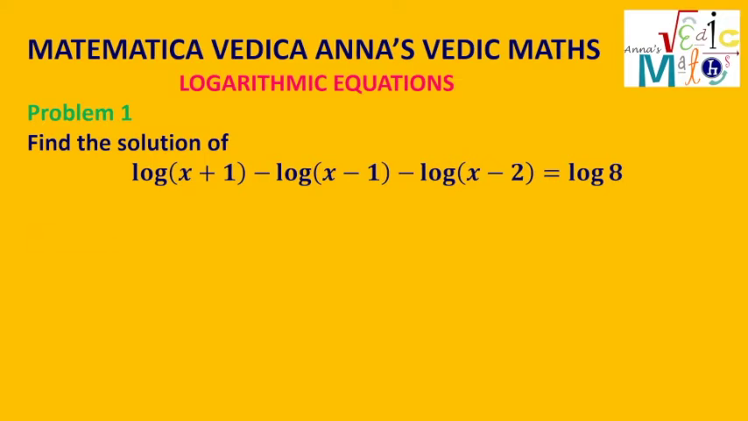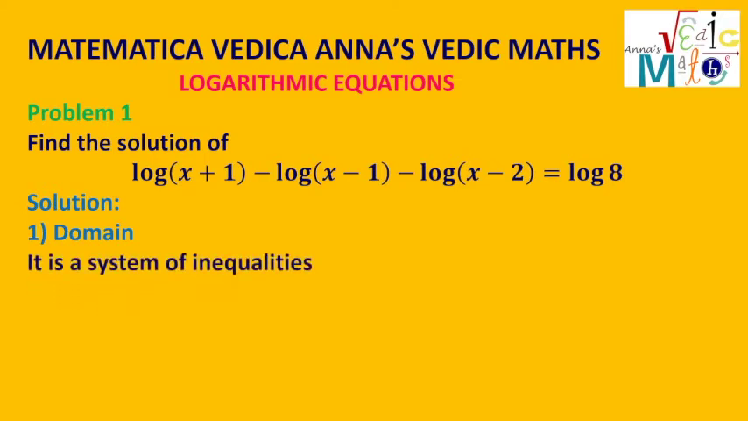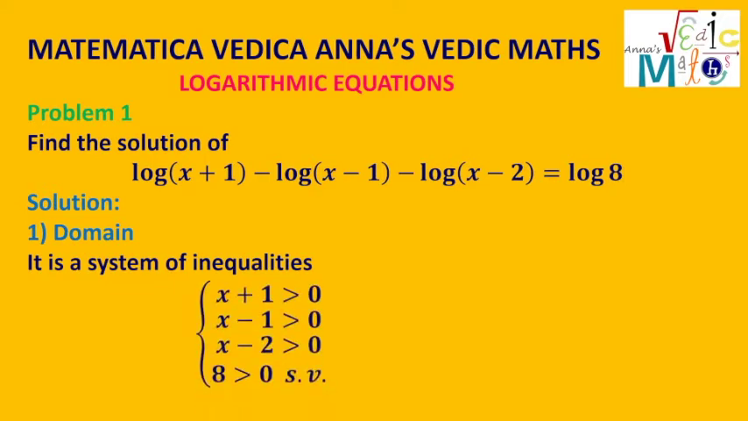We have to find the solution, first with the domain. Each argument of a logarithm has to be positive. So we find a system of inequalities. x plus 1 greater than 0, x minus 1 greater than 0, x minus 2 greater than 0, and 8 greater than 0. The last is always true.